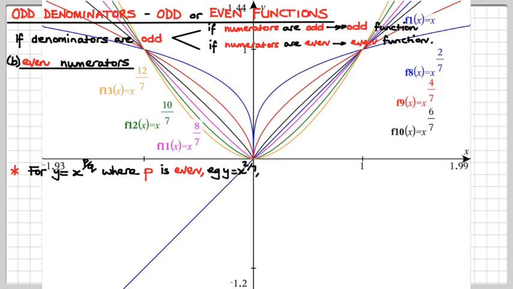Now, okay, so what have I said in my notes? So for y equals x to the p over q, where p is even, e.g. y equals x to the 2 over 7, denominator is odd, remember?